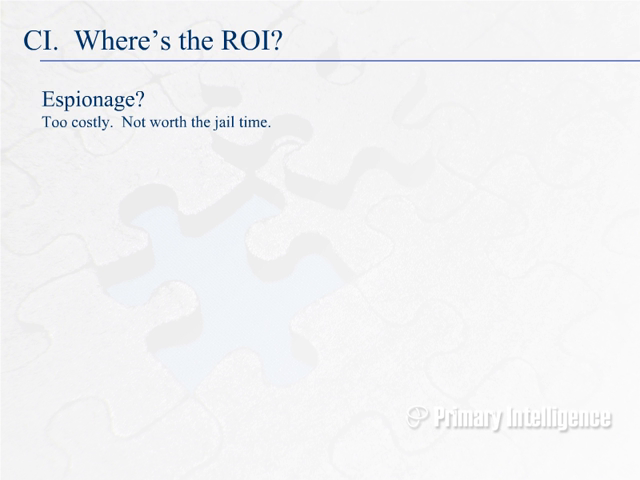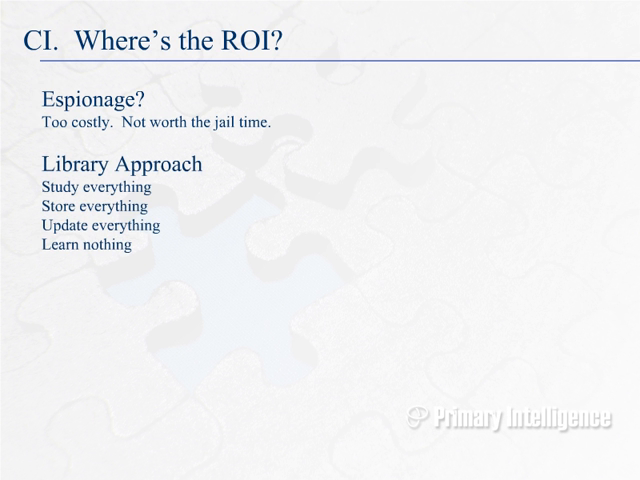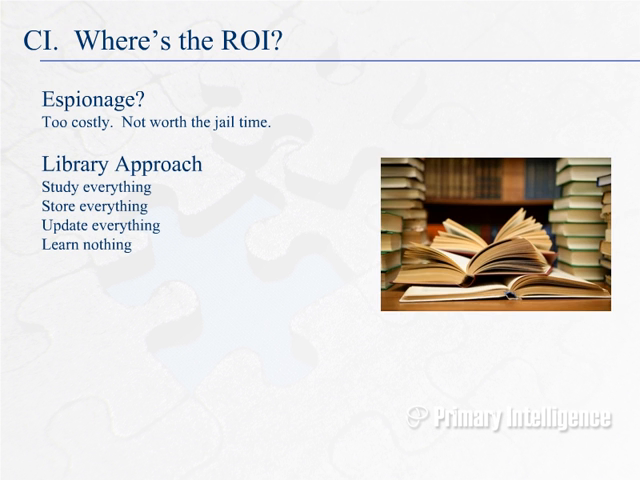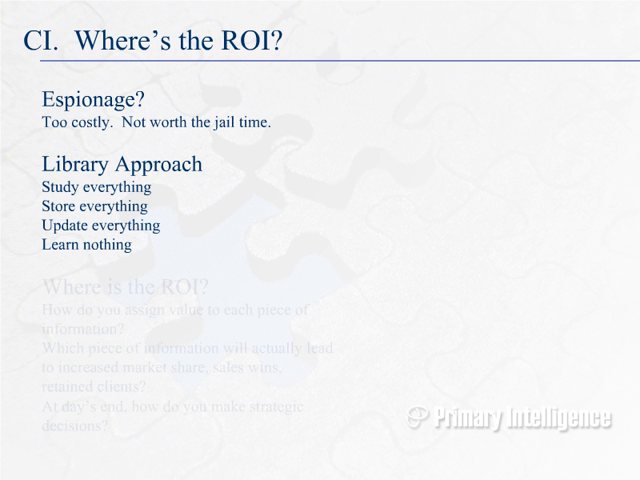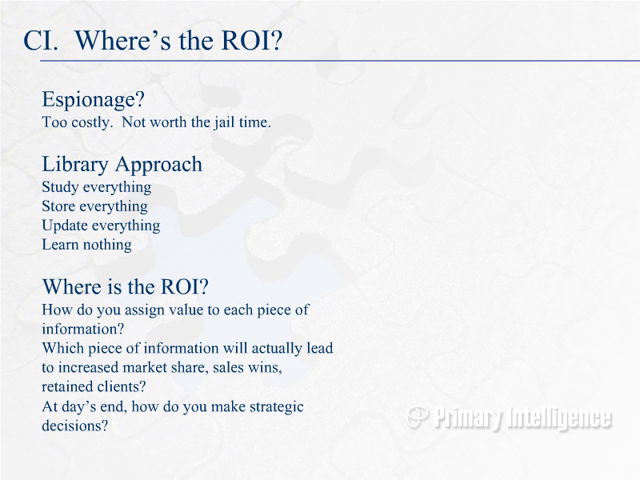A second approach, a very common approach in competitive intelligence, is the library approach. Let's study everything. Let's store everything. Let's archive everything. Let's update everything. We have continual processes that are churning lots and lots of information. But Ron, in the end, what is the end result of this type of approach? A lot of paper. Okay. A lot of paper that's hard to find actual nuggets of useful information. Okay. And the problem is, again, where's the ROI?